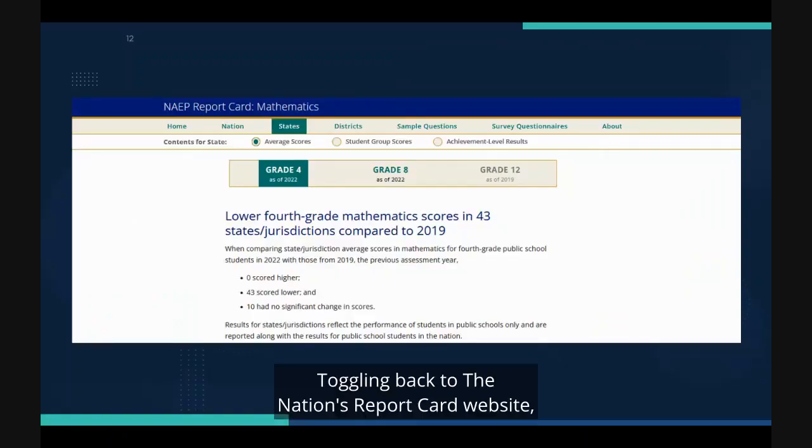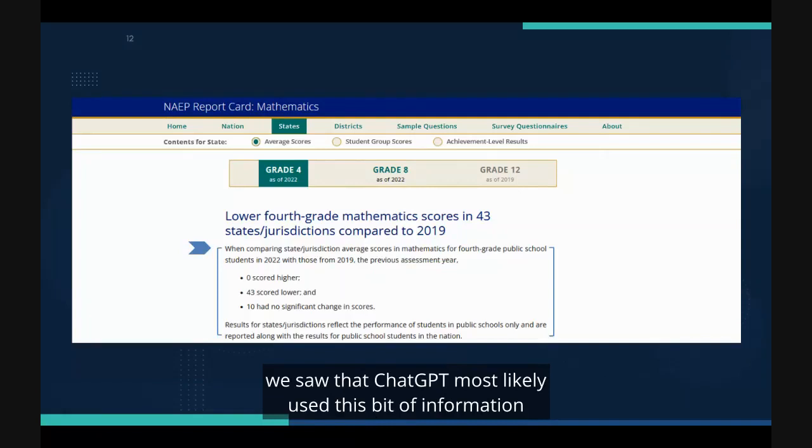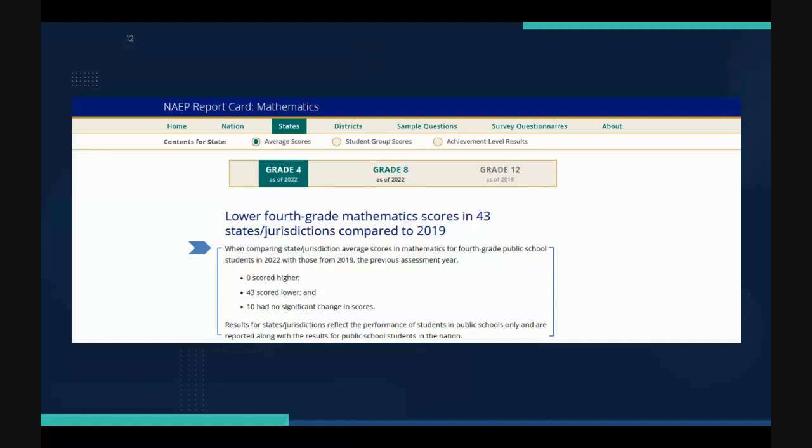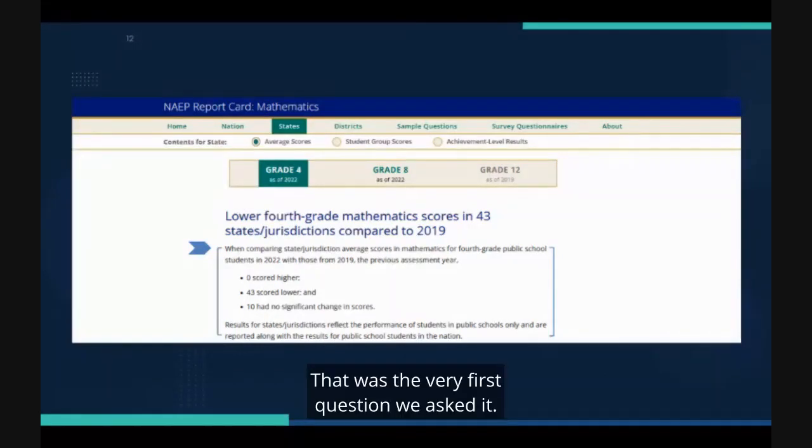Toggling back to the nation's report card website, we saw that ChatGPT most likely used this bit of information to answer this question. And that was the very first question we asked it.